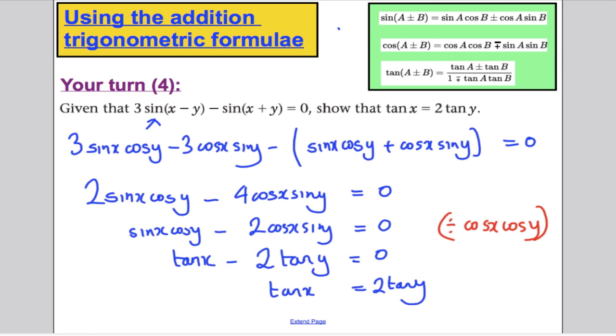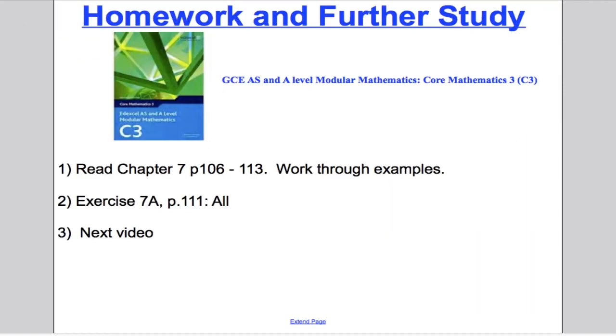Okay, so just to consolidate all this, I'd say read chapter 7, page 106 to 113 in the book, and do everything on exercise 7a. There's a variety of different style questions that come up. You should do all of those.